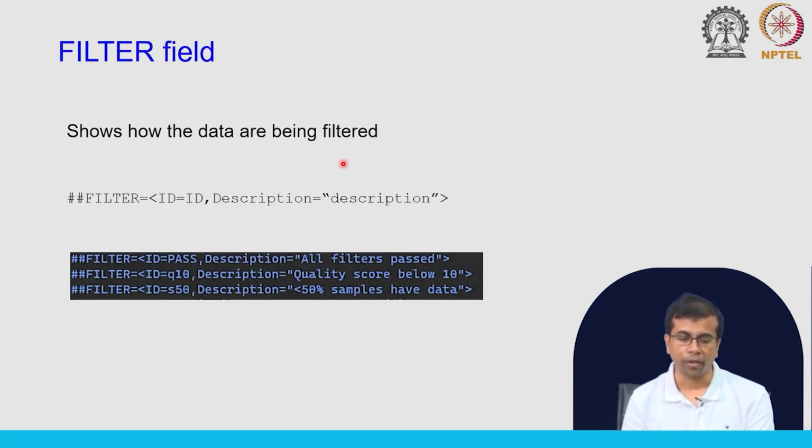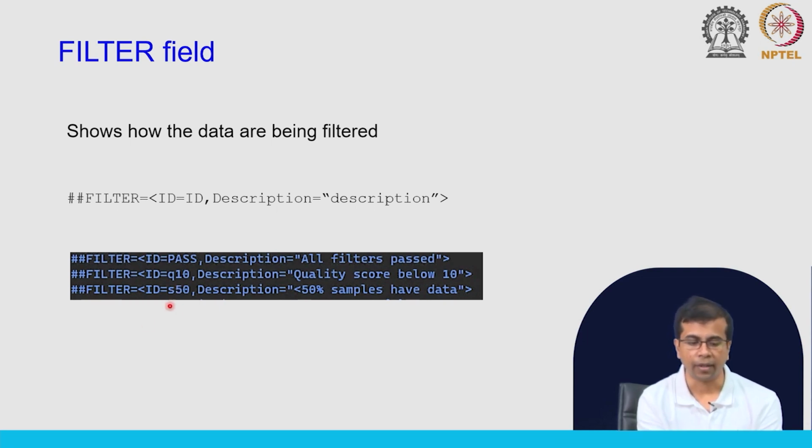What you have here are some examples from an actual VCF file. You can have FILTER ID equals PASS, description: all filters pass. So, if the variant passes all filters, then you will just use PASS in the filter field. But then we also describe ID equals Q10, quality score below 10. This is given in the description, quality score below 10, then we use this Q10. If a variant does not pass this filter, we will just mention Q10. So, we had one example where the quality score was below 10, so we use the filter Q10.